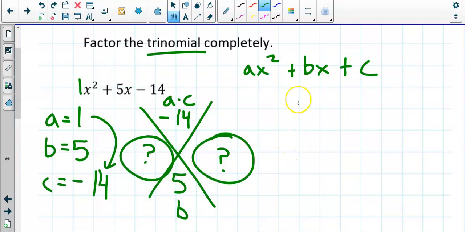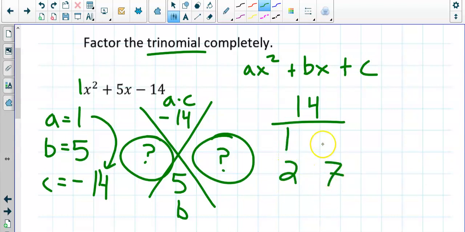Look at the factors of AC. I usually ignore the sign, but look at the factors of 14. What are the factors of 14? What times what gives me 14? So 2 times 7, and there's one other one, 1 and 14. Those are all the factors of 14. Now up here, how can I get a 5? 7 minus 2, right?